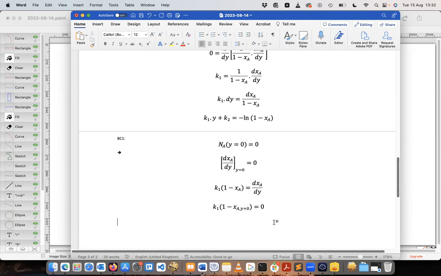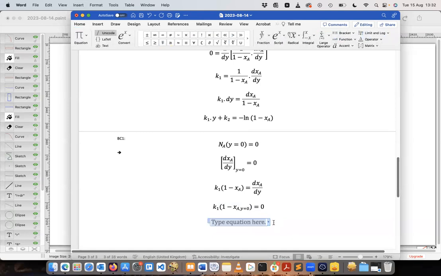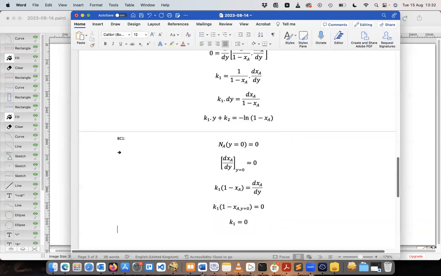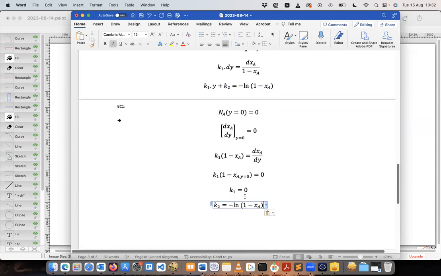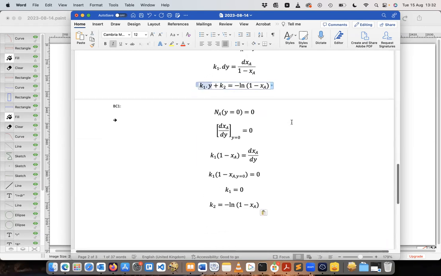We can use it to obtain our constants of integration. So we can say here K1 equals 0. And then if we look at our balance here, it tells us that K2 equals this. So K2 equals minus ln of 1 minus XA. Now, we have the other boundary condition, right? So number one, we found K1 is a 0. Now we still need to find K2 if we want to use this solution.